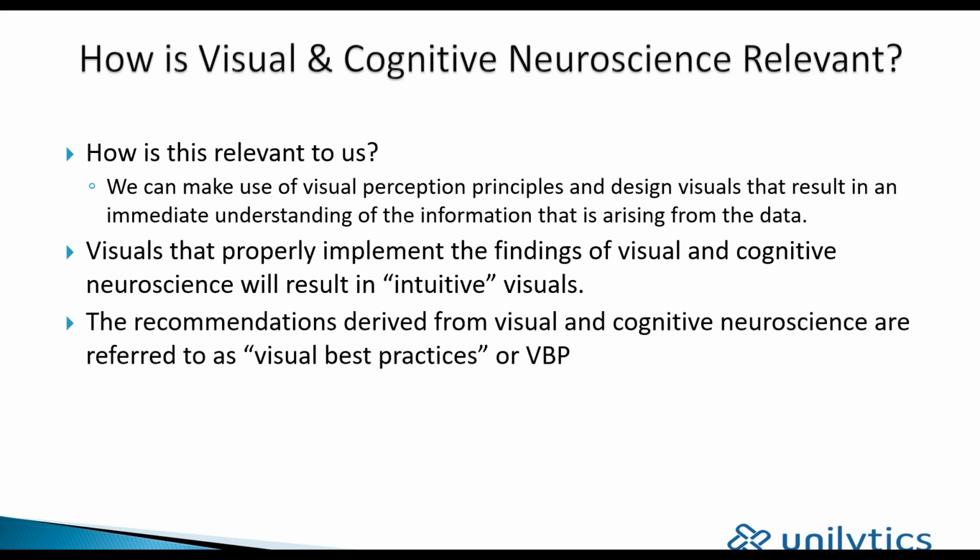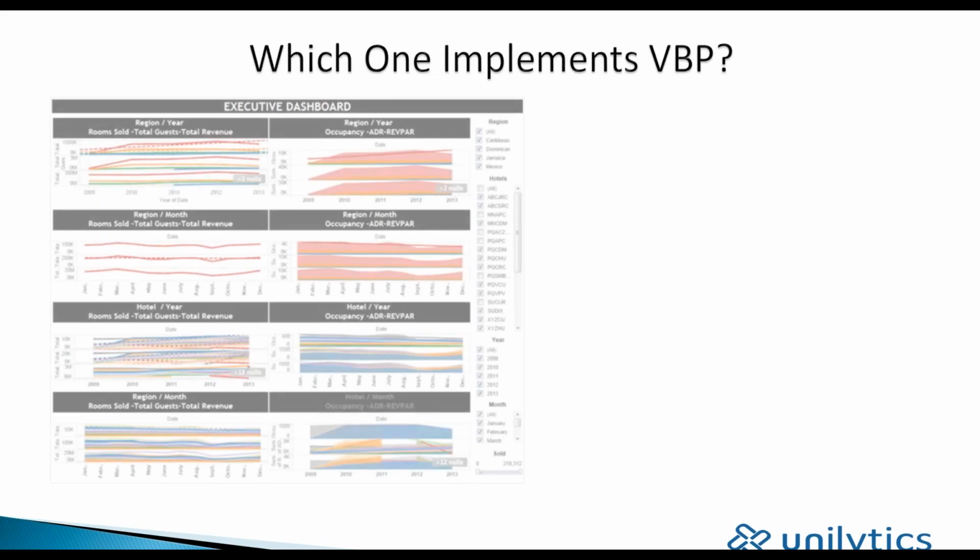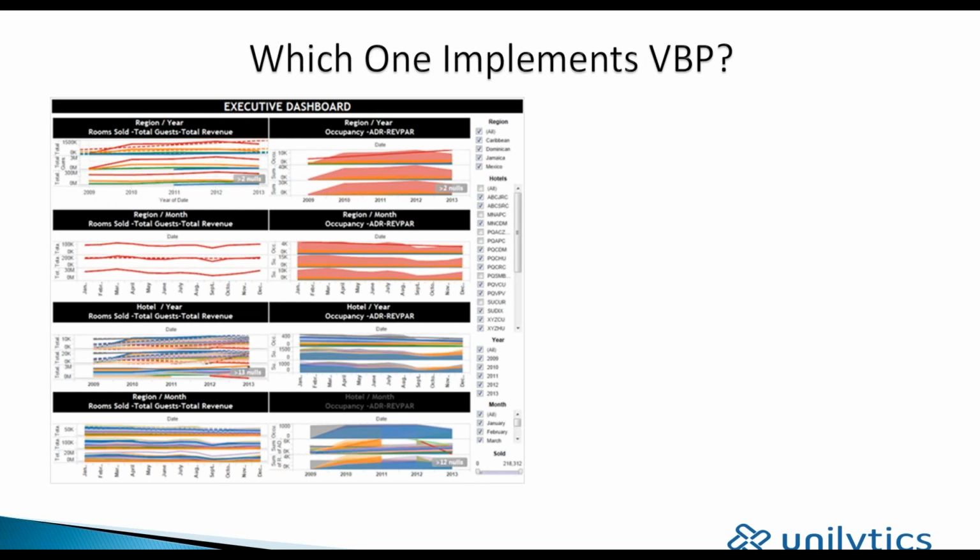So cumulatively, we call those visual best practices, or VBP, in the slides that will follow. So let's take a look at a couple of examples here. And you should be able to fairly easily tell which ones correctly implement visual best practices and which ones do not. So here's an example of a dashboard.